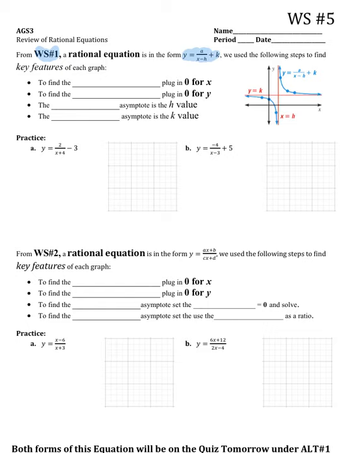So the first example: to find the y-intercept, you plug in 0 for x. To find the x-intercept, you plug in 0 for y. Those are 2 of the key features I want you to be able to find on your graph for these rational functions. The other 2 I want you to find are the vertical asymptote and the horizontal asymptote.